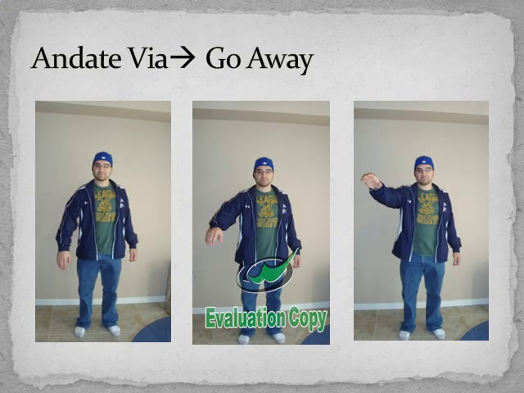Andate via, translated as go away, is displayed when your palm is facing towards you and downward, just like vieni qua, but you are using more of a motion that moves your hand away from your body instead of towards your body.